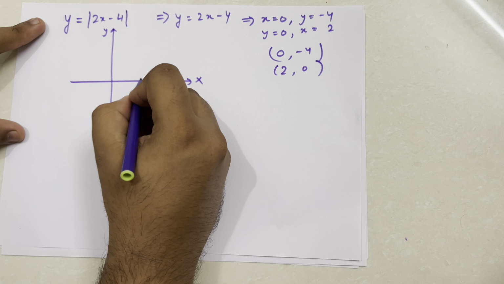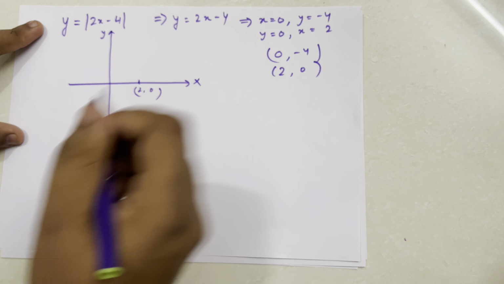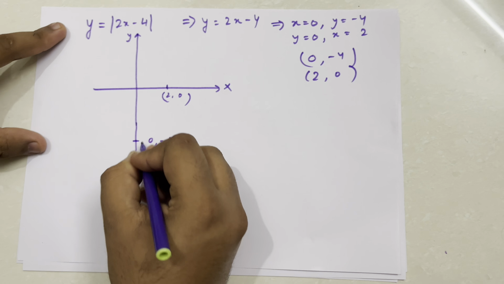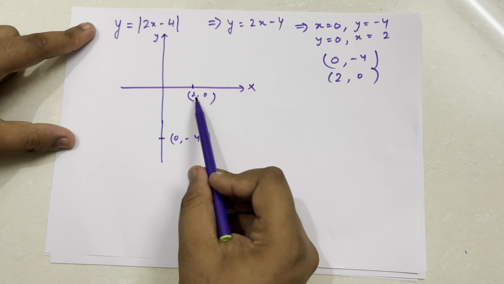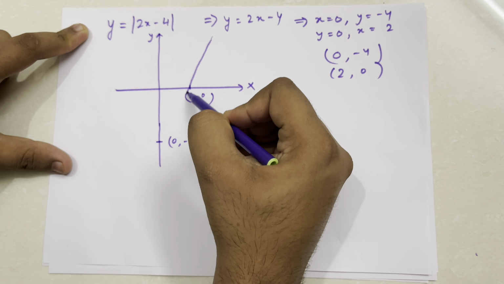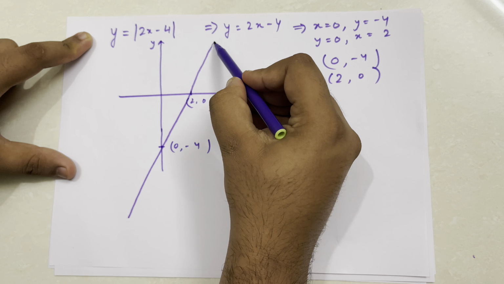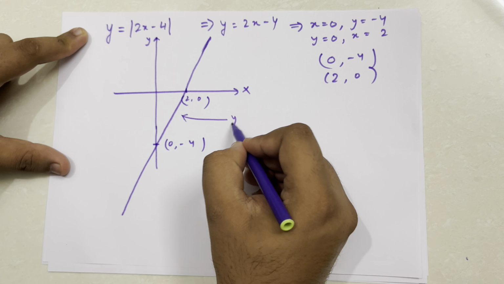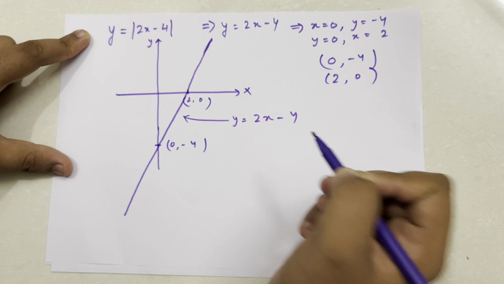So 2 comma 0 is this and 0 comma minus 4 is here. Just 2 points are needed to draw a straight line and we join these 2 points. So this is the graph of y is equal to 2x minus 4.